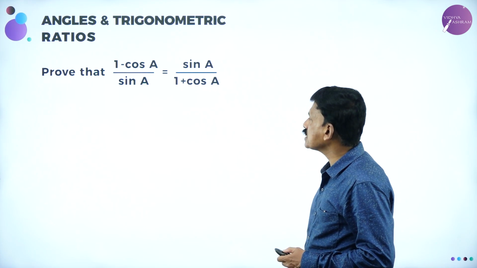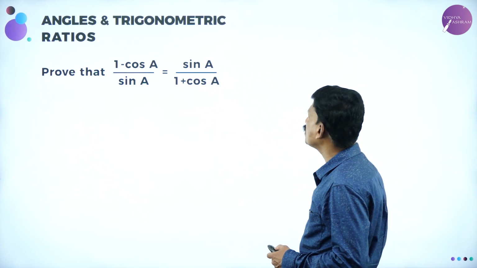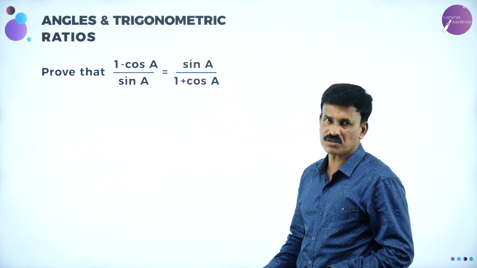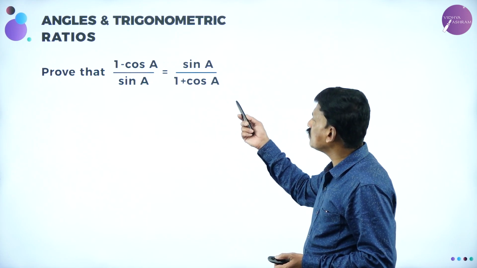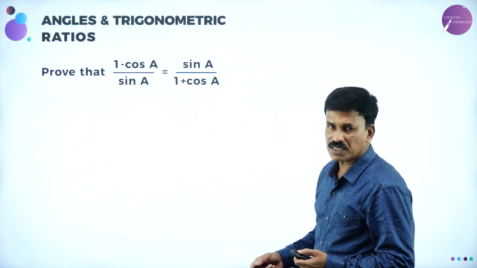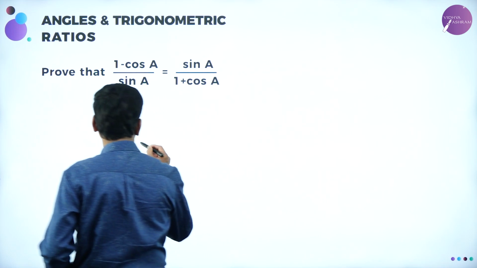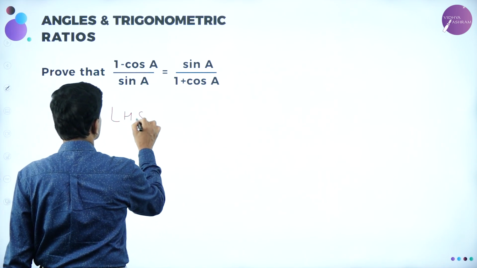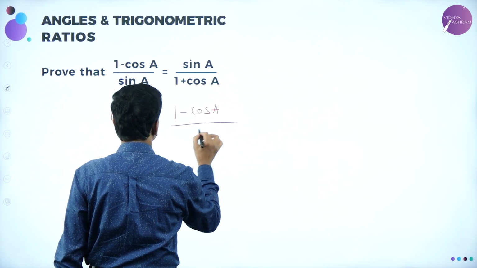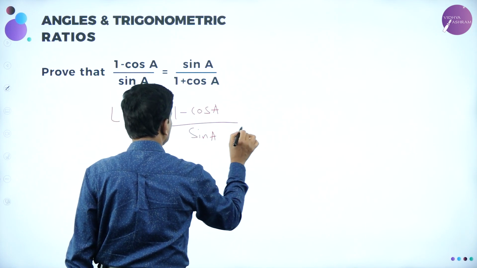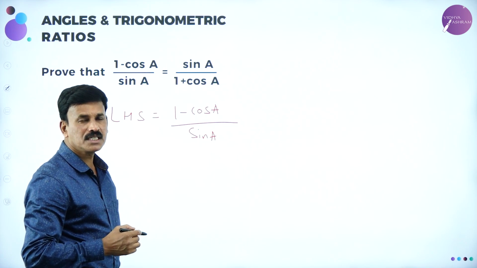Prove that 1 minus cos A divided by sin A is equal to sin A divided by 1 plus cos A. So you can take LHS and simplify to get RHS. Otherwise you can take RHS and simplify, you will get the LHS. So let us take LHS first. What is LHS? LHS is 1 minus cos A divided by sin A.